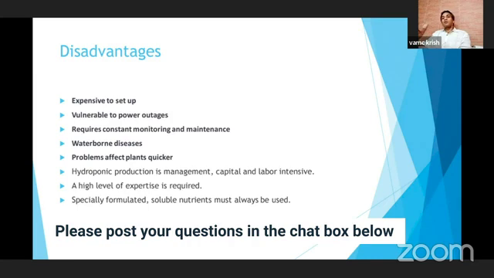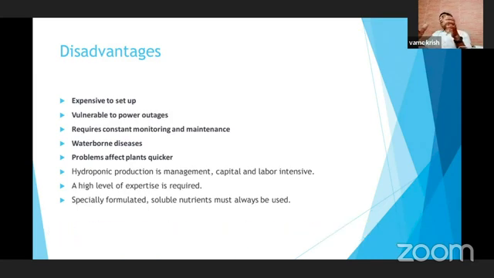Again, hydroponics production management and labor: every laborer must be trained and maintain hygiene with gloves and head caps, and so on. The production manager also needs to take care of everything.